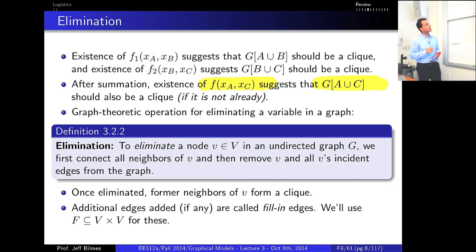And we define this notion of elimination. This is sort of an informal definition: to eliminate a node v in an undirected graph, we first connect all of its neighbors and then remove that node and all of the edges that are incident to that node, v. And once we've eliminated v, these former neighbors now form a clique because they are now fully connected. There might be additional edges that are added, and any additional edges that are added as we go through this process of eliminating variables are called fill-in edges.